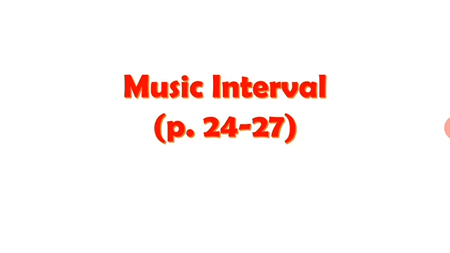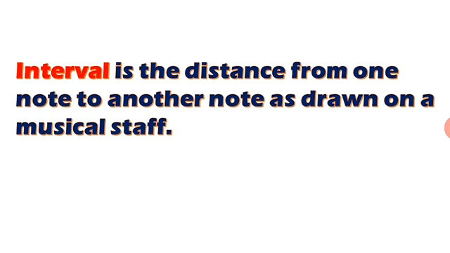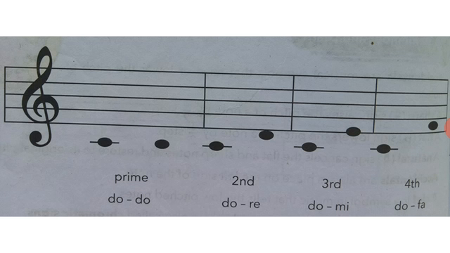So our topic is music interval. When you say interval, it is the distance from one note to another note as drawn on a musical staff. So just like here, for prime interval, the location of the 2 points is the same. So that is what we call prime interval.